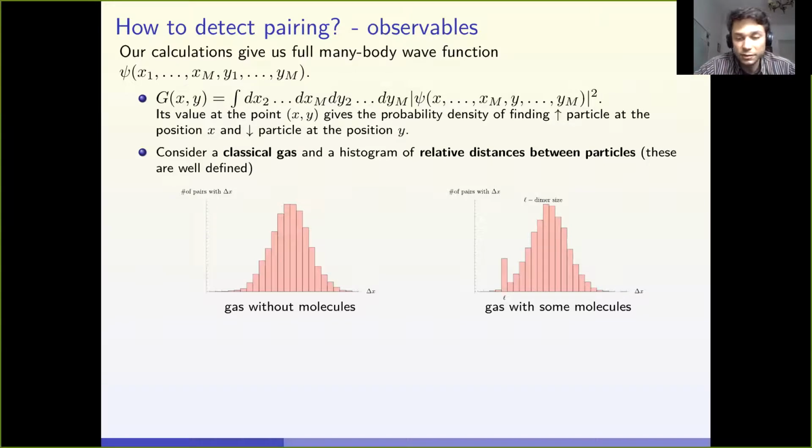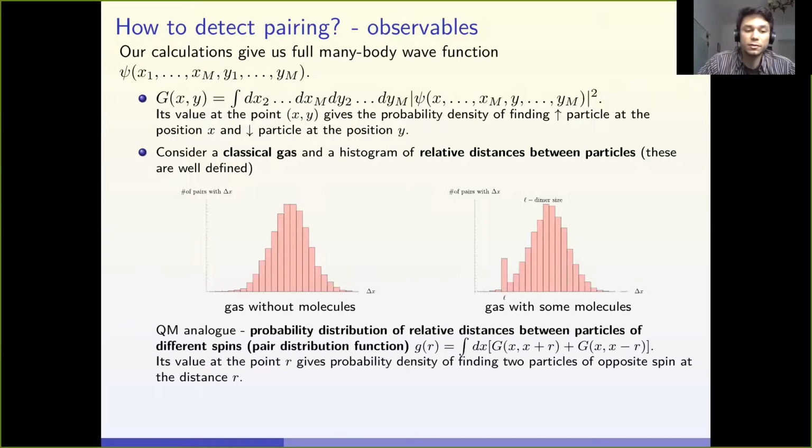And now we want something equivalent to this in quantum mechanics. So in quantum mechanics, you can get a probability distribution of relative distances between particles. For short notation, let's call it the pair distribution function G. And again, it is important to know its probabilistic interpretation: its value at a given point R gives you the probability density of finding two particles with opposite spin at the distance R.